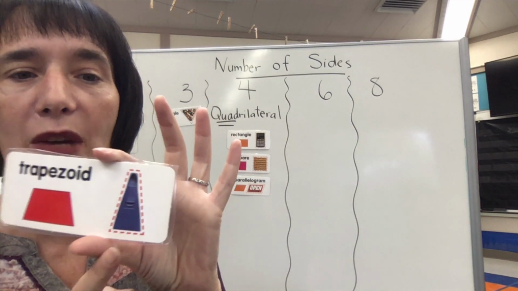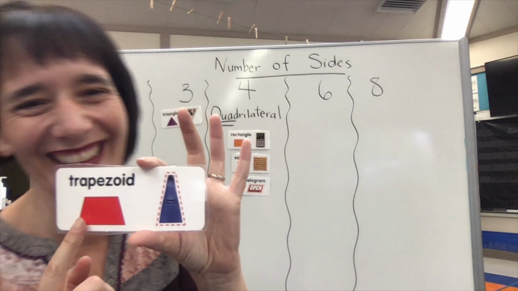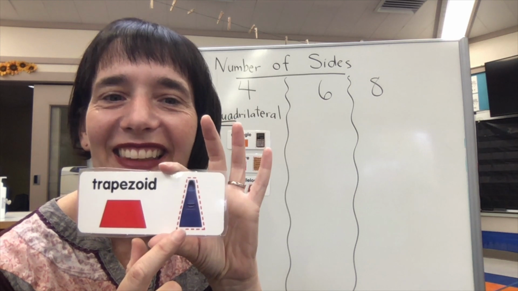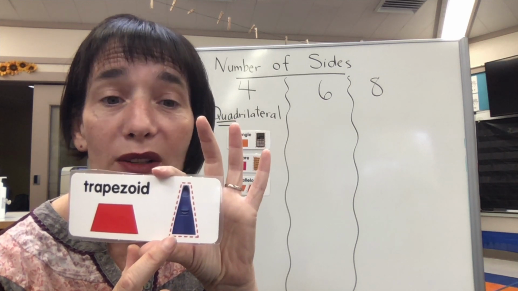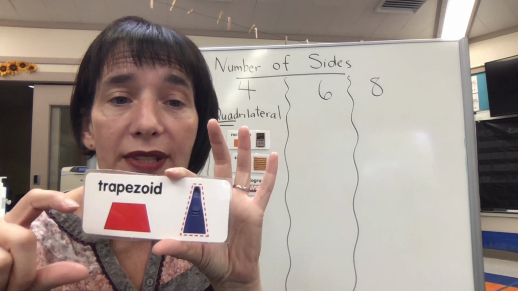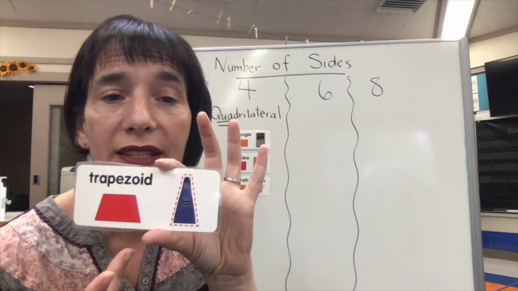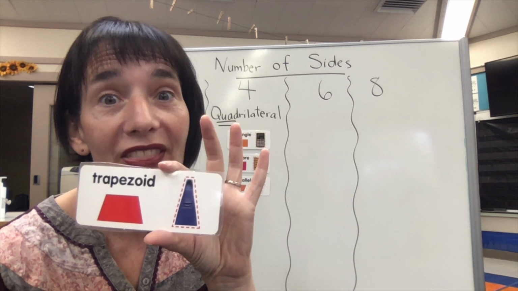And you can have a fat trapezoid like this one, or a skinnier one like this. But as long as it's a quadrilateral with one set of parallel lines and two other sides that are not parallel, that is a trapezoid.